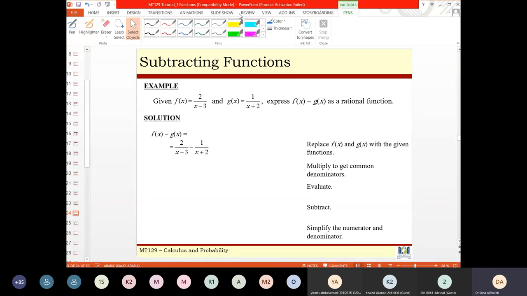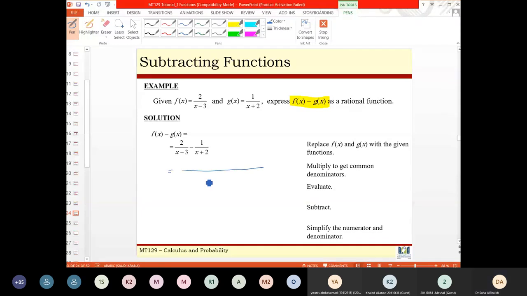Now here we have the same two functions, but they want me to find the minus. We want to find the minus part. So the thing is I have to write the first function 2 على x minus 3 minus 1 على x plus 2. So first step, I need to make a common bottom. بوحد المقام.